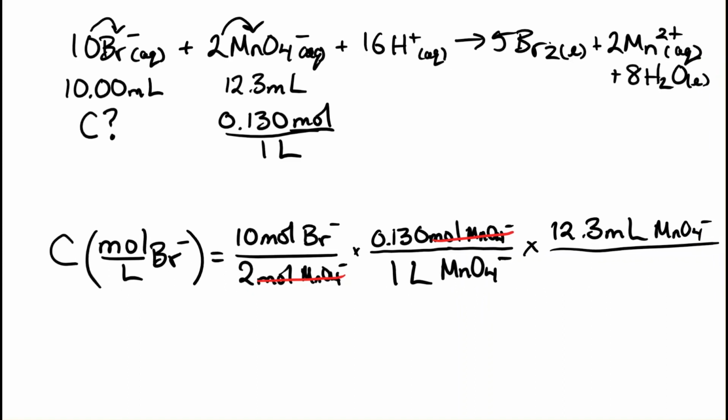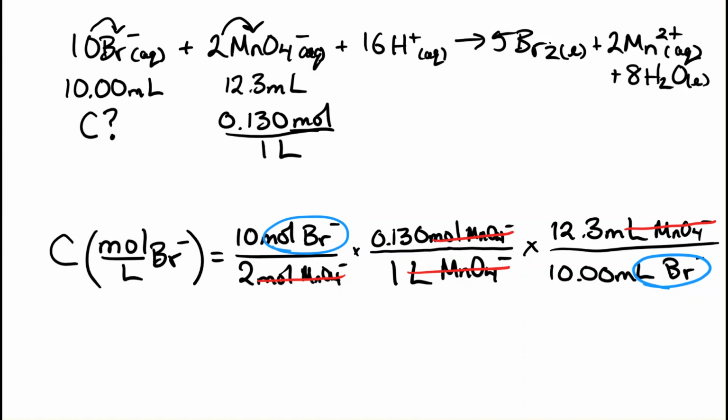So we successfully cancel out liters of permanganate with liters of permanganate, and we got milli left over. So we have our units that we want. Moles of bromide on top. We just need to put liters of bromide. Well, I have liters of bromide. We ignored it at the beginning. 10 milliliters of bromide. So we've got our liters of bromide and our moles of bromide. Those are the units that we want in the end.